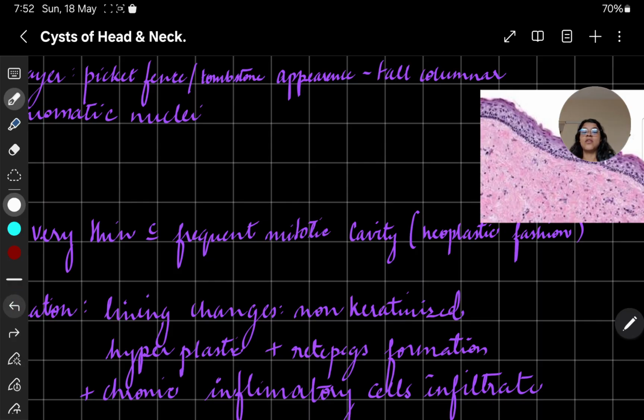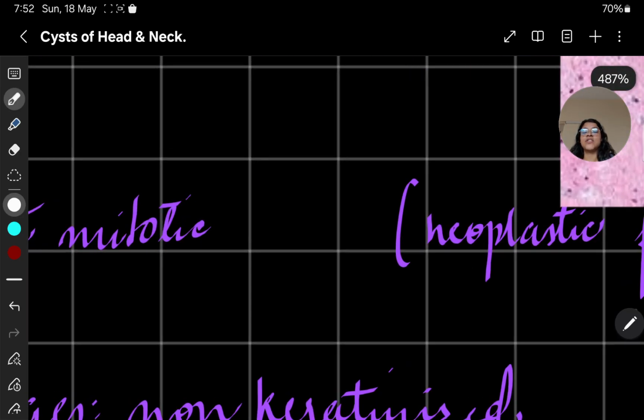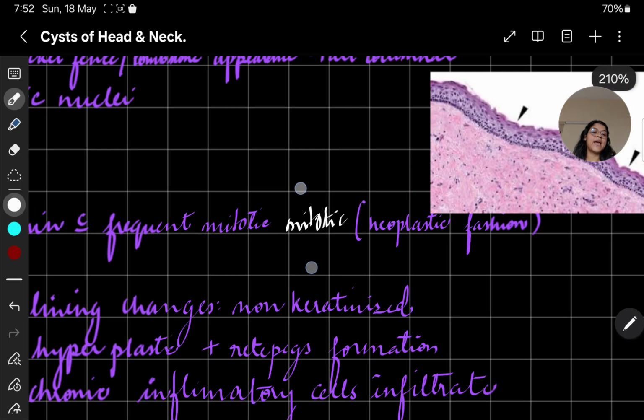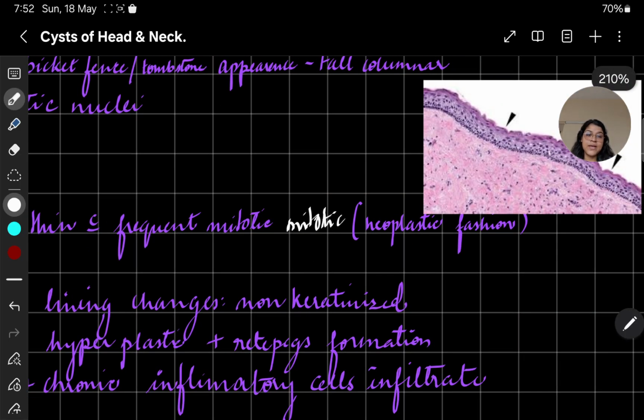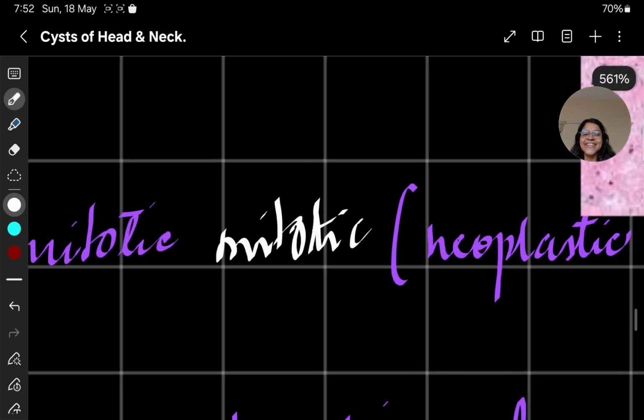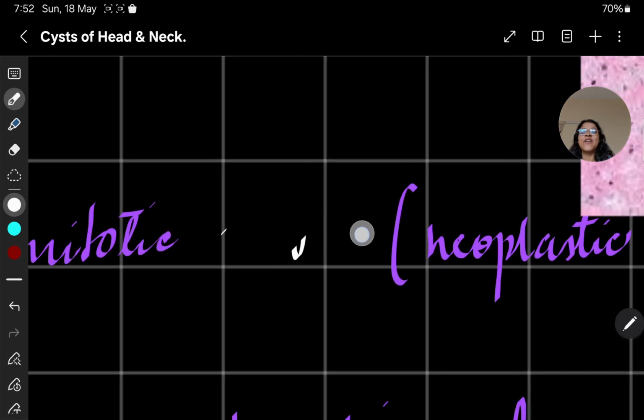I did remove mitotic only. Mitotic activity, neoplastic fashion. So you will have the appearance of a benign neoplasm as we saw in Phillips' definition. Mitotic activity.